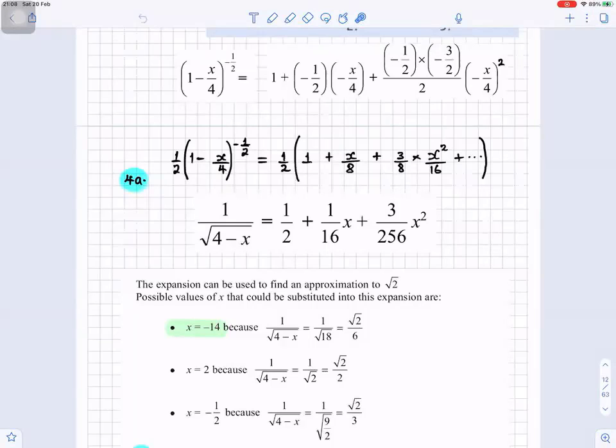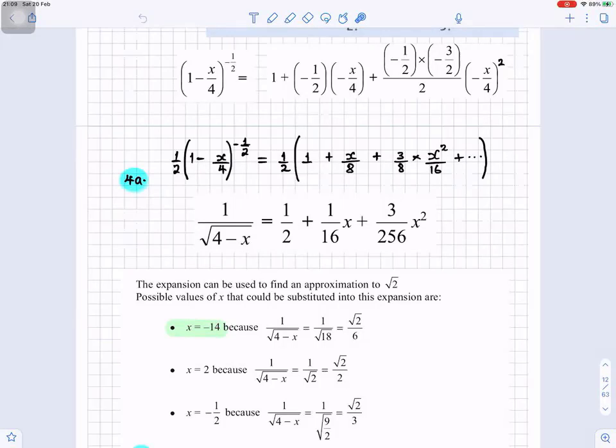And when we start to simplify that, we will have a half bracket 1 plus x over 8 plus 3 over 8 times x squared over 16. So that's what you get. And then when you multiply by the half, you get a half plus 1 over 16 x plus 3 over 256 x squared.